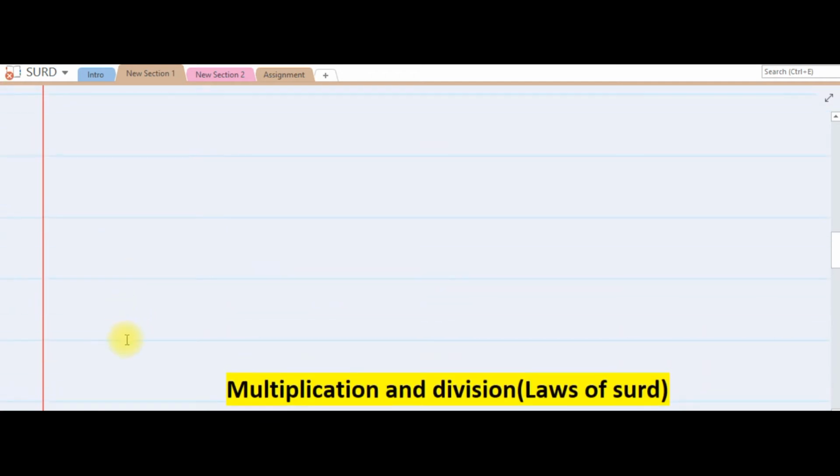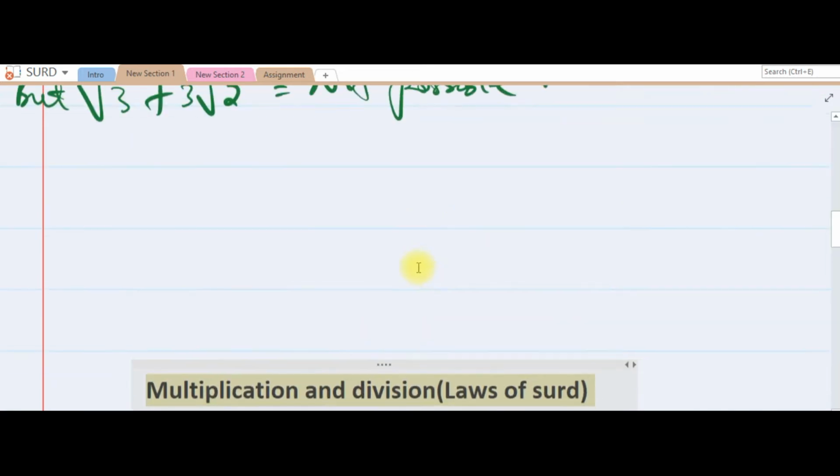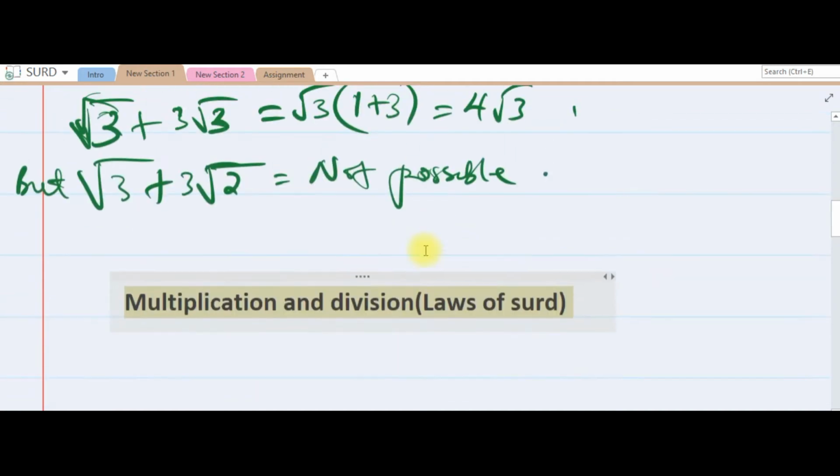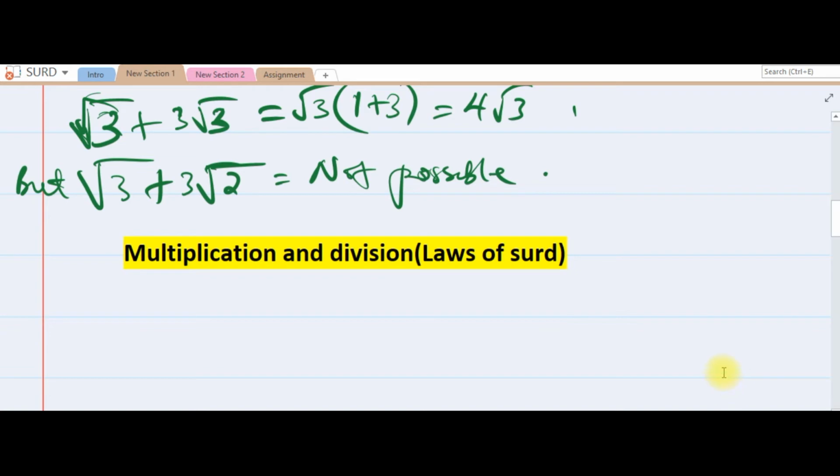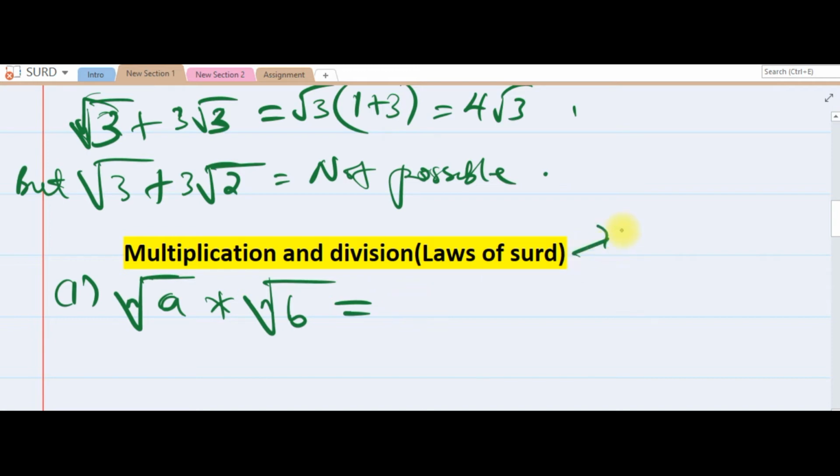So the next thing is multiplication and division, which are the laws. We have some laws that govern surds. The first law is on multiplication. We can multiply surds if they have the same index. That's the idea. It doesn't care about the radicand. Once they have the same index, you bring the two together under that index and multiply the radicands. So that's what the first law states.